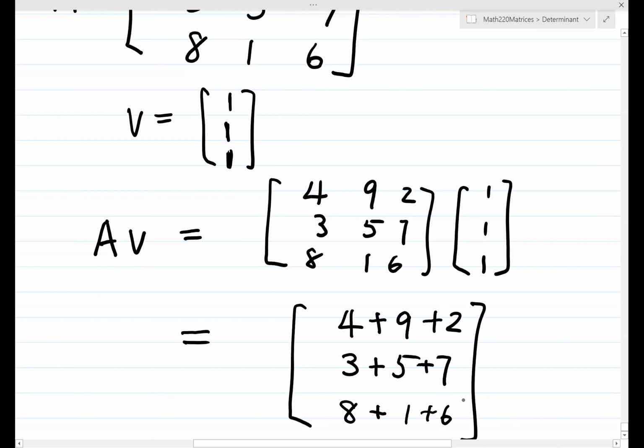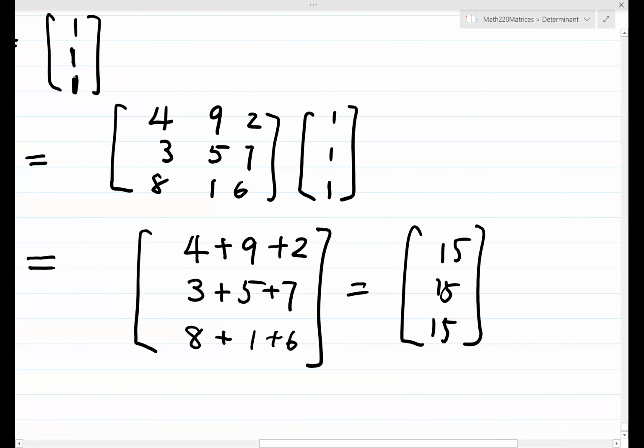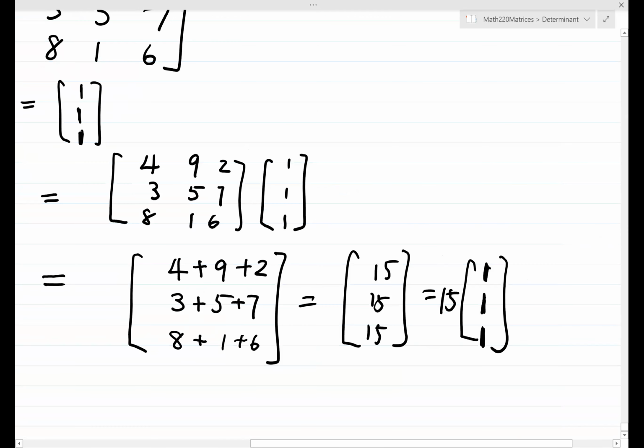This is the row picture. Or you can also use the column picture, adding the 3 columns of the magic square. So you get 15, 15, 15, which is 15 times 1, 1, 1. So you see, we have an eigenvalue and eigenvector.